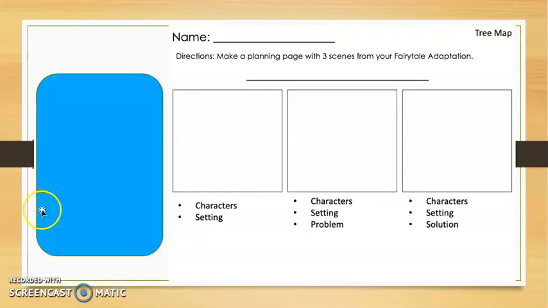Okay, so for today, you're going to make a planning page with 3 scenes from your fairy tale adaptation. Your worksheet's going to look like this. So you'll have 3 pictures, and I just put on the bottom little notations that could help you get started on what should be in each scene.